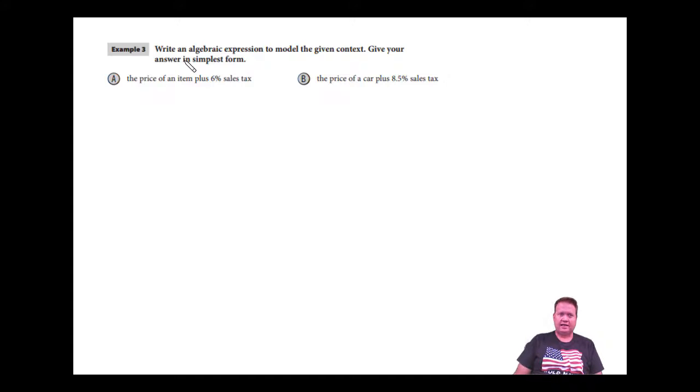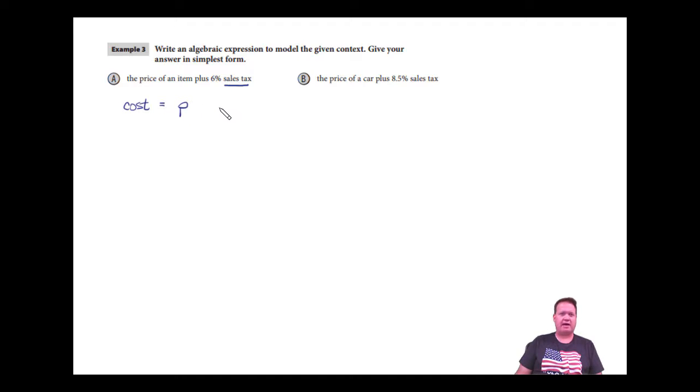We're going to take a look at the last example of the lesson, which deals with this concept of sales tax. And we can use sales tax and write that in an algebraic form for buying any kind of an item. So let's take a look. We're going to buy an item and we're going to have to pay 6% sales tax. So the first thing we need to know is how much does it cost? So let's let the cost of the item be P.